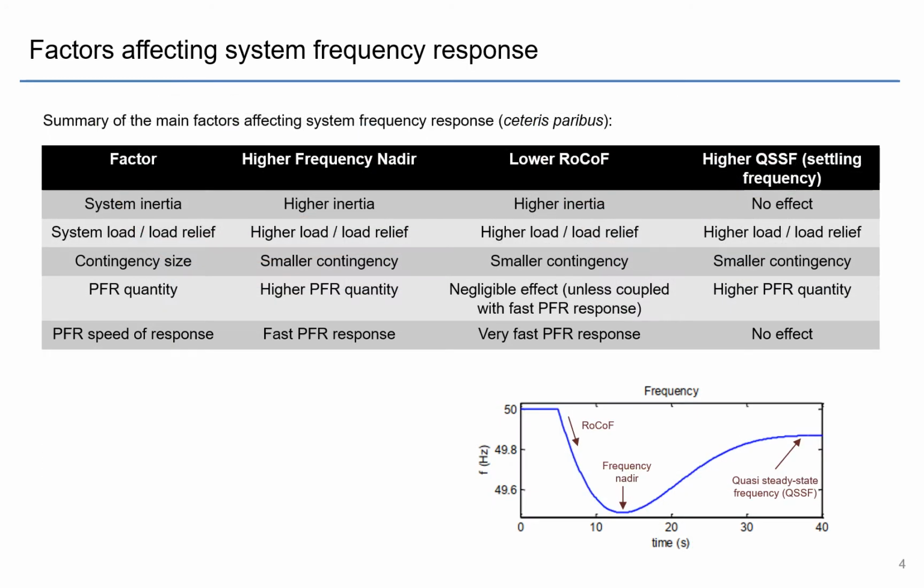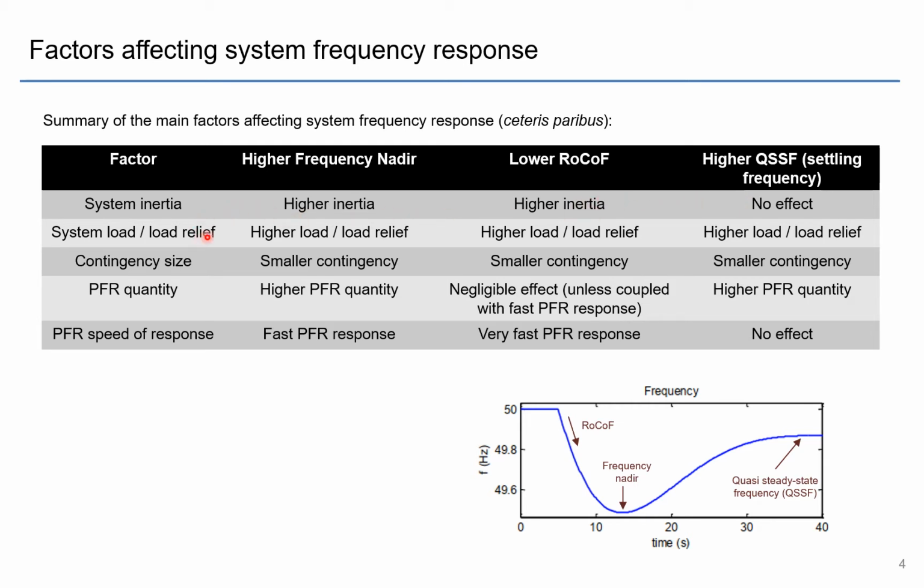To summarize the main factors affecting system frequency response, this is ceteris paribus, so all things being equal, we'll look at each of the factors and what is needed from each factor to get a better frequency response. So a higher frequency nadir, a lower RoCoF, and a higher QSSF. If you had a higher frequency nadir, this would go up. A lower RoCoF, this would be less steep, and a higher QSSF, this would also be higher. So in terms of system inertia, you just need higher inertia to get a better nadir and a better RoCoF, but really there's no effect on the QSSF.